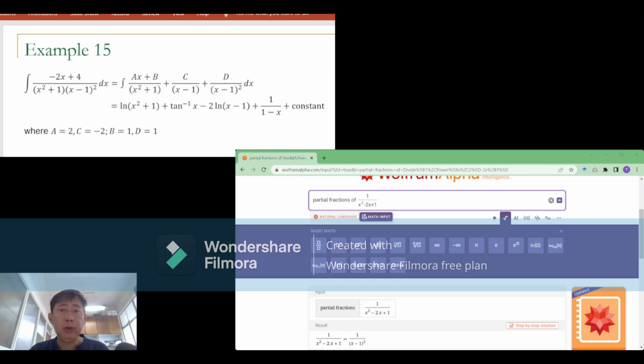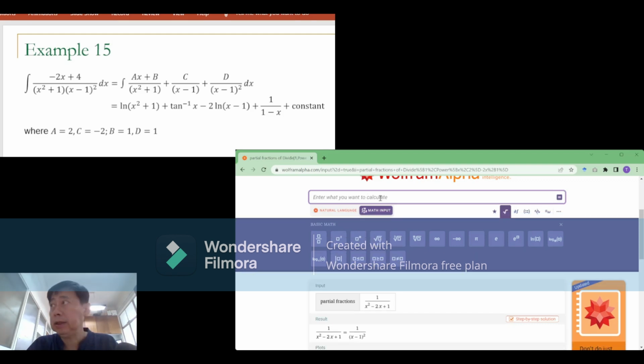In this video, we are going to demonstrate how to use Wolfram Alpha to reproduce some of the analytical solutions to the integrals we have encountered in the previous module. The first integral we want to solve with Wolfram Alpha is a fractional function of minus 2x plus 4 divided by the product of a quadratic factor and a linear factor which appears twice.